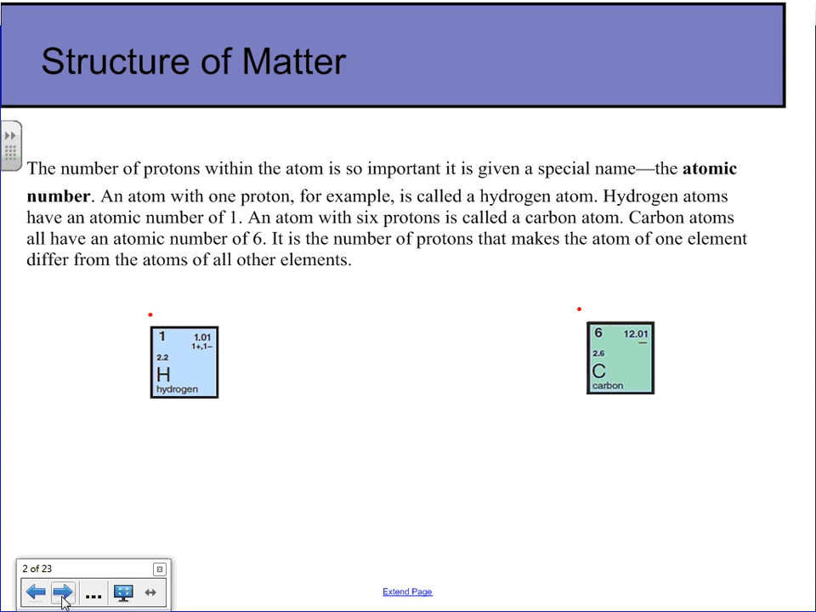So the number of protons within the atom is so important it is given a special name called the atomic number, and it is found right there. An atom with one proton, for example, is called a hydrogen atom. Hydrogen atoms have an atomic number of 1, and an atom with 6 protons, as seen here, is called a carbon atom. Carbon atoms all have the atomic number of 6, and it is the number of protons that makes up the atom of one element differ from the atoms of all the other elements.